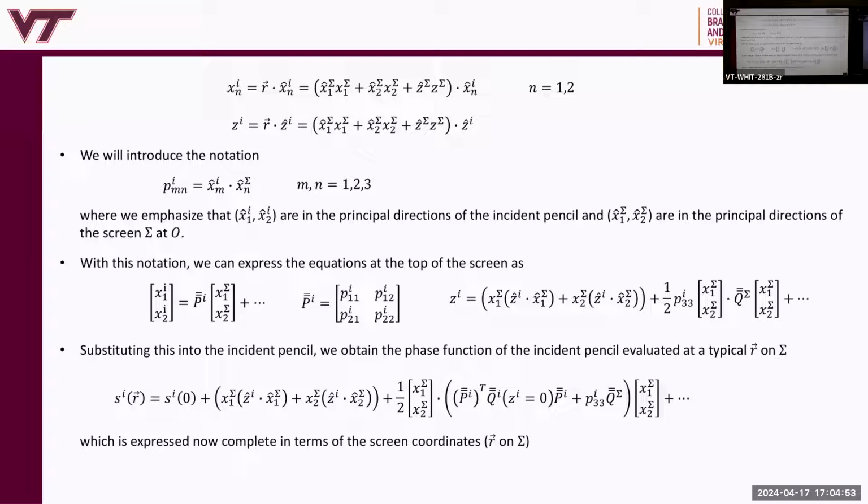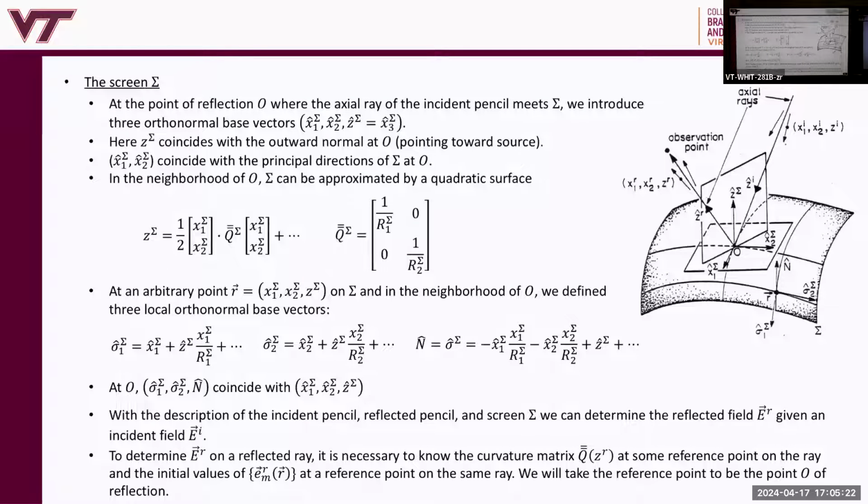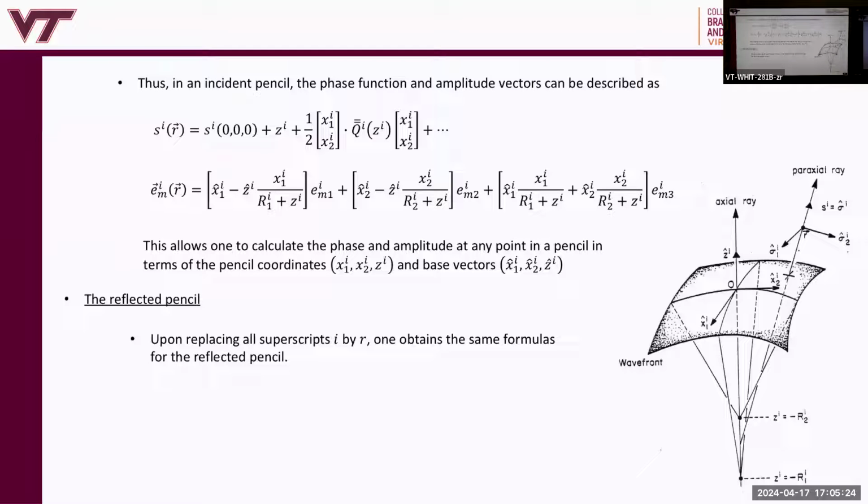All right. So let's substitute this into the incident pencil, and we obtain the phase function of the incident pencil, but now in the coordinates of R on sigma, right? So that's the whole point. Here's S incident, the incident pencil coordinates. We know it's with respect to the phase reference, plus now we have this expression, Z1. So this is normally the Z, right? So remember, if we go back and compare to our incident pencil, where is that? Here. The second term is Z, right?